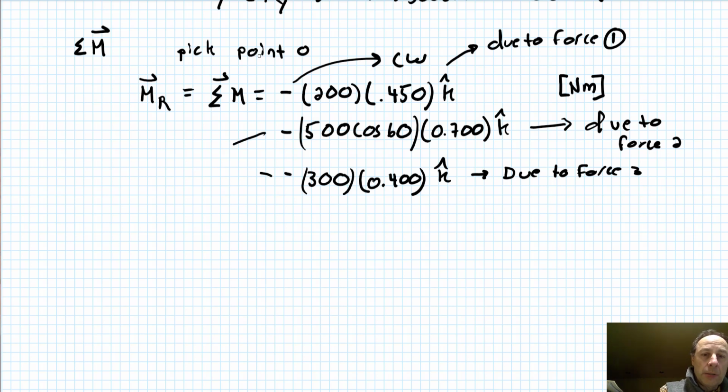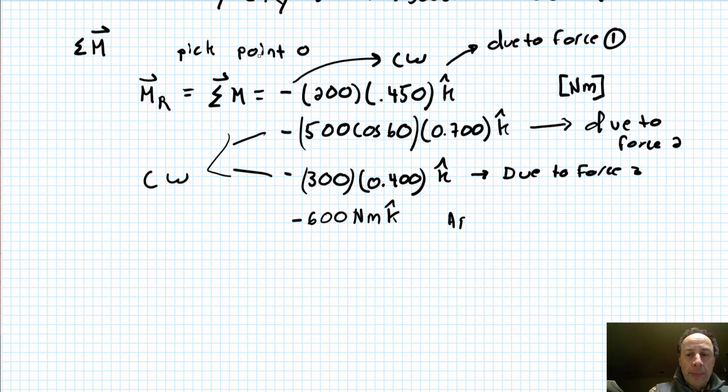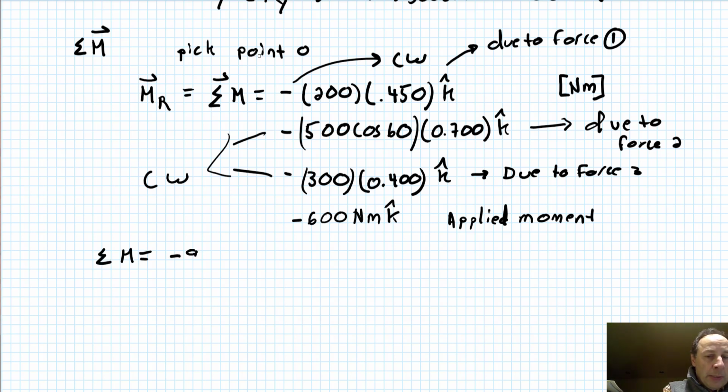All right, so these are all clockwise, which gives the negative, right? Because they're summing moments. So we just put whatever sign is appropriate for the direction. And then lastly, there is the minus 600 Newton meters, which is the applied moment. Now, when you do the algebra and sum all those up, the sum of the moments equals minus 985 Newton meters.